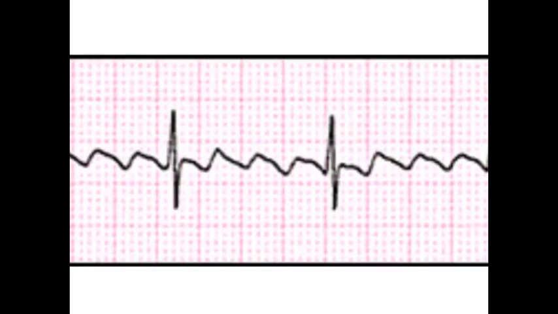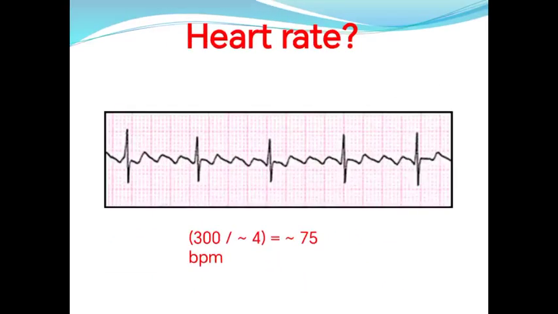You see here, 300 divided by 4, because we have 1, 2, 3, 4 big squares between this QRS complex and this QRS complex. I think this is clear. So this is why we divide 300 by 4, which equals 75 beats per minute. Simple like that.